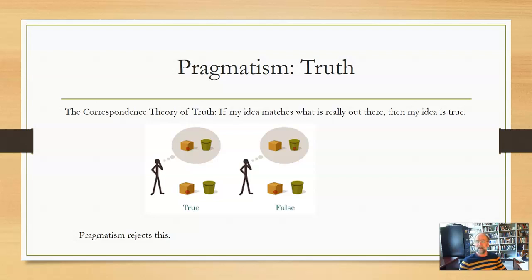Notice on the left-hand side, the person's idea is that the ball is in the box. It matches what is in the world, therefore it corresponds to what is in the world, therefore it's true. On the right, the person's idea is that the ball is in the bucket, whereas in reality, the ball is in the box. So, on the one hand, we have a true idea, on the other hand, we have a false idea. This model is incredibly superficial, and for the pragmatist, is woefully mistaken.